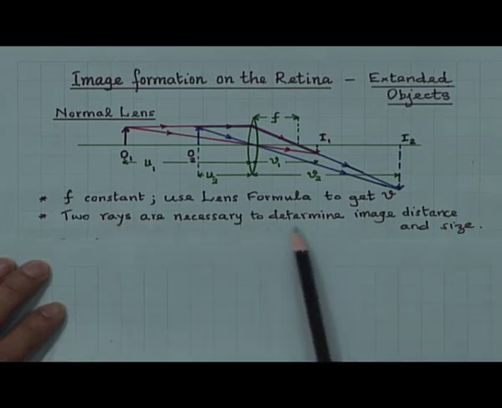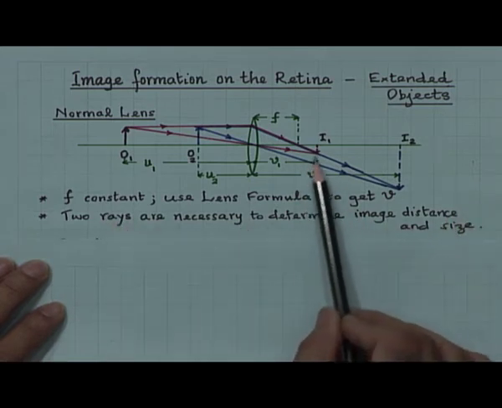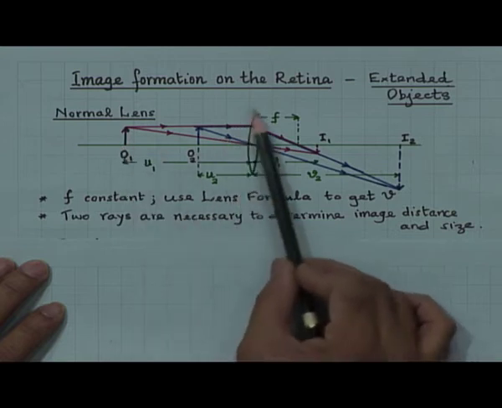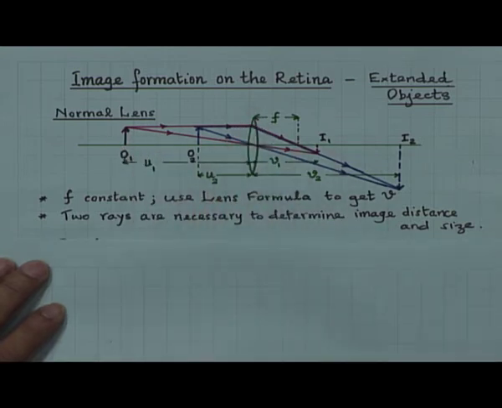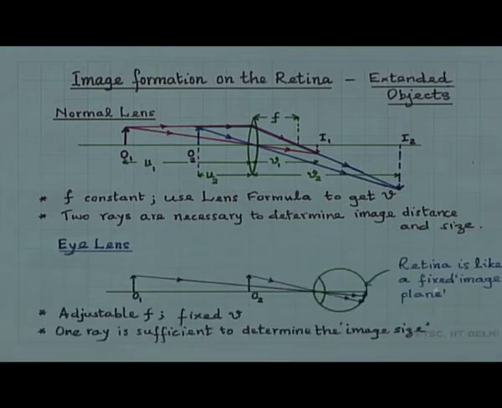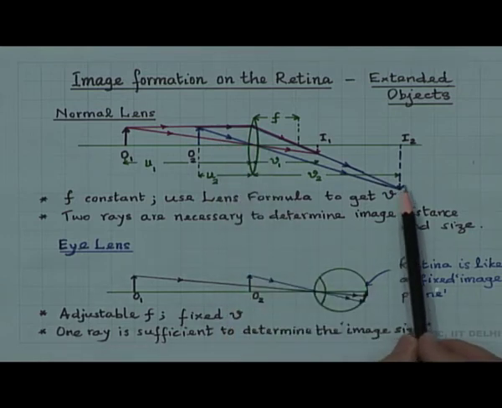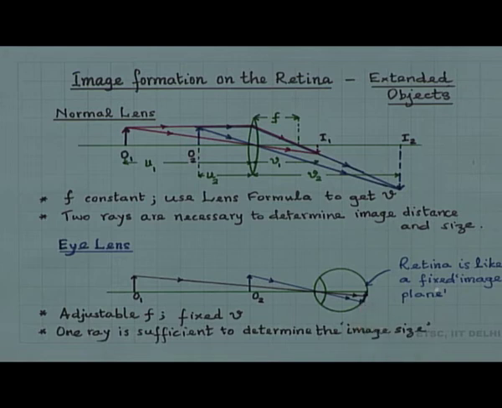Two rays are necessary to determine image distance and size. The distance to the image point and the size of the image is determined by use of any two rays. We have discussed this in detail. Now, let us see the eye lens. So, here is the reduced eye with the eye lens here. The image distance here is fixed, unlike the normal lens, and therefore we do not require two rays to locate the position of the image. The position of the image is fixed, it is only the extent of the image, the size of the image, that has to be determined here.